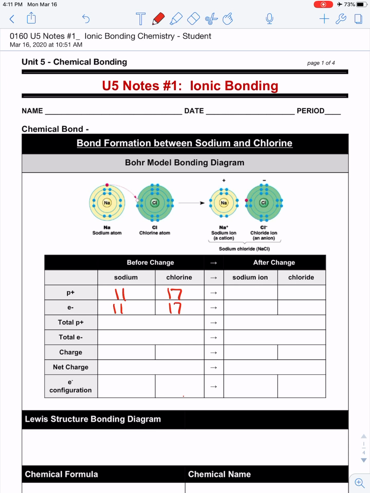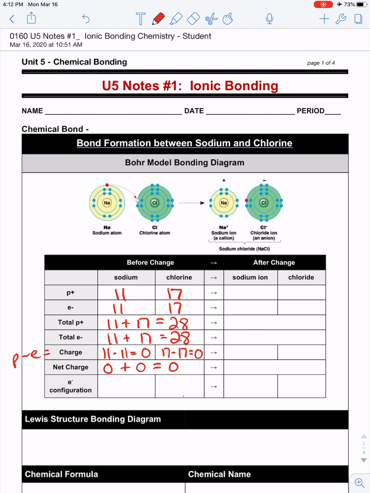Total protons between the sodium and chlorine will add the two atoms together. So 11 plus 17 is 28. Electrons, since the atoms are neutral, will also be 11 plus 17, which equals 28. Atoms are neutral. You can see that charge is P minus E. And if we take the P minus E, we are going to have 11 minus 11, which equals 0, and 17 minus 17, which is also equal to 0. So the net charge is the total charge between the two atoms. So 0 plus 0 is equal to 0.